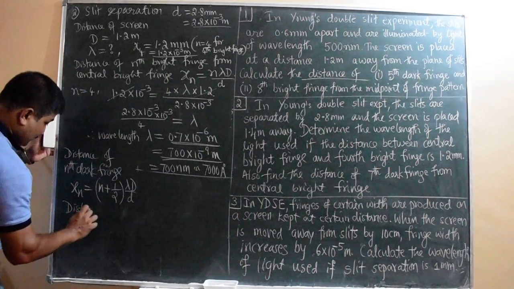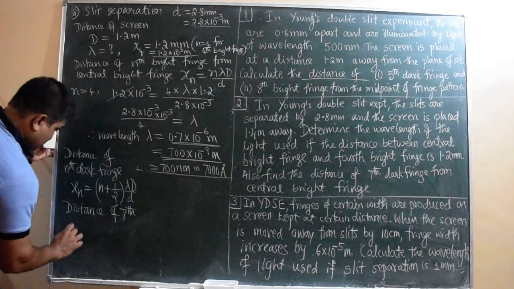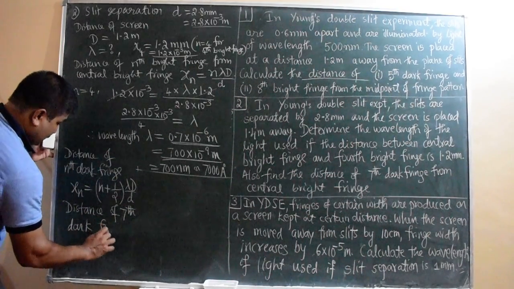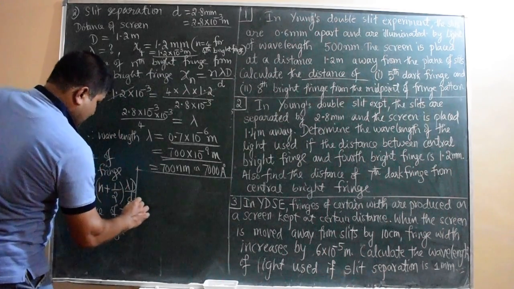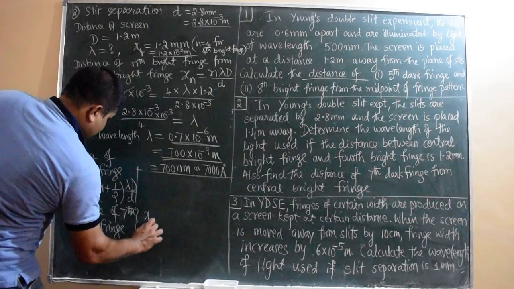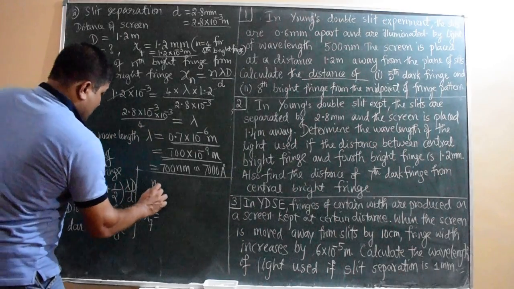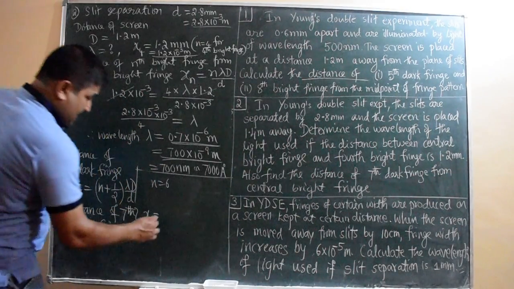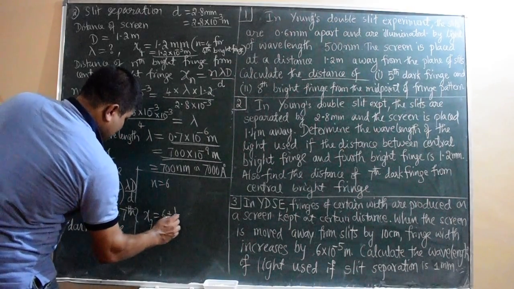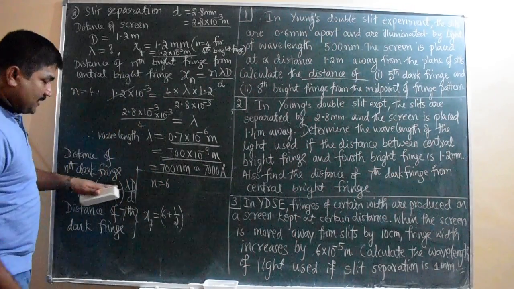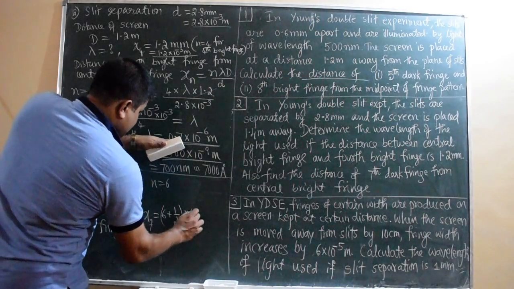So what is required is the 7th dark fringe, x7. What you have to do is take the n value as 6. The n value must be taken as 6 in the formula. So n is 6 plus half. Then lambda we got already. Whichever number we got, the same thing I substitute.